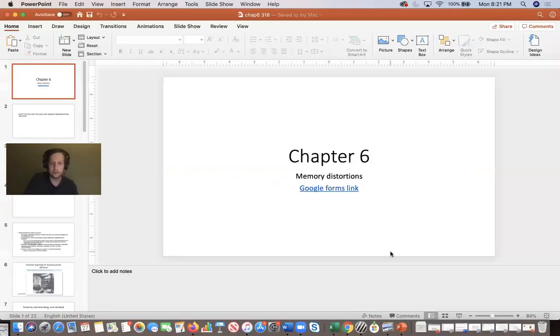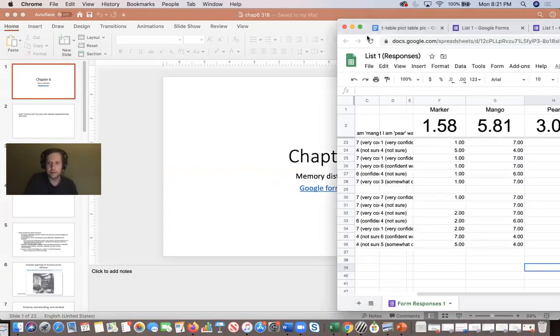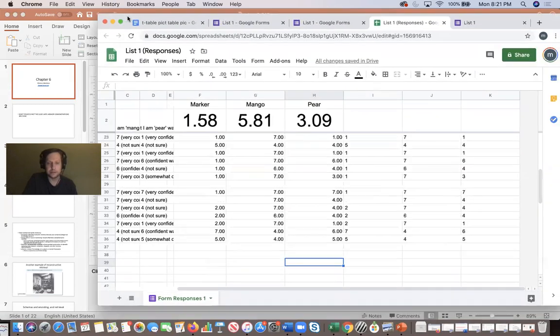Let's go back to the Google Sheet here. So the means of these 3 conditions are right here. And so when asked about marker, people said overall that they were very confident that marker was not on the list. Some people, not everyone, I guess one person thought marker was definitely on the list. But most people on average thought that marker was definitely not on the list. And it wasn't on the list.